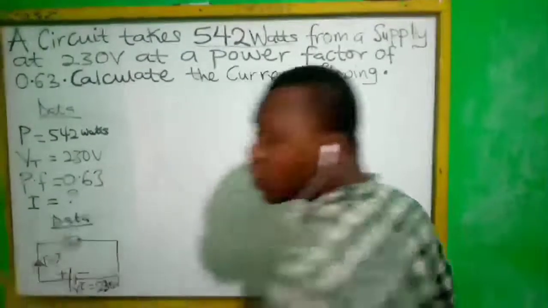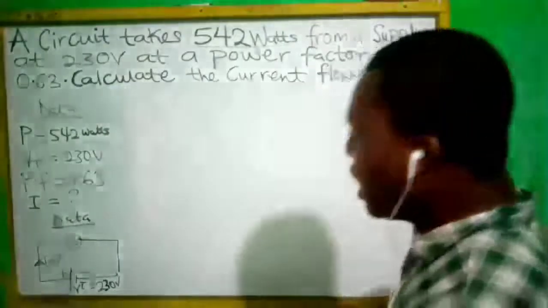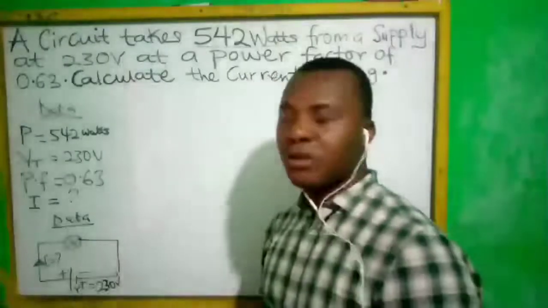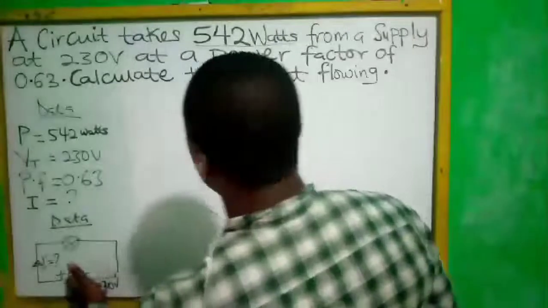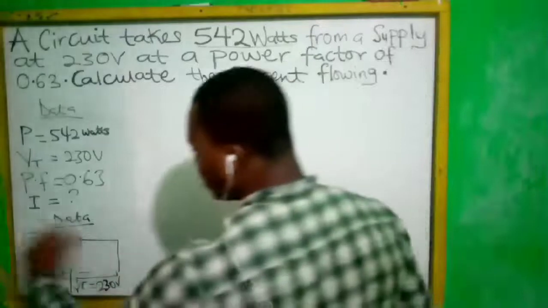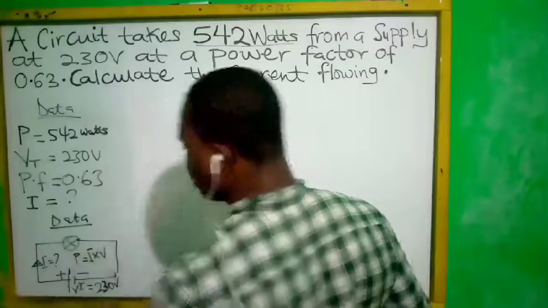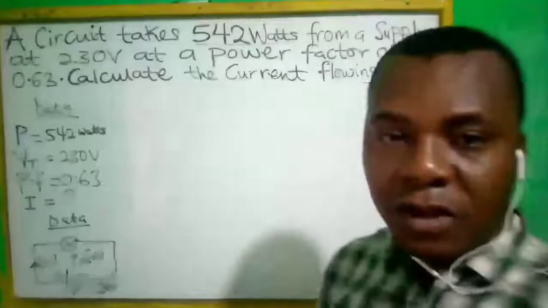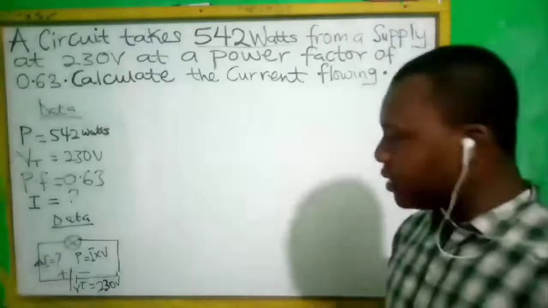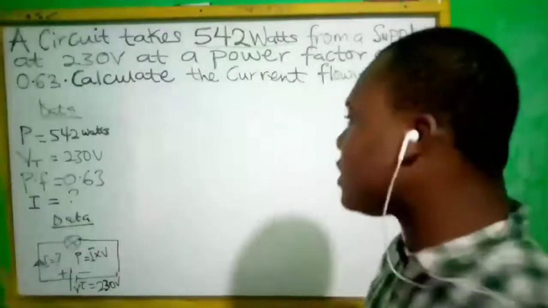Remember, this circuit is a cross path. If you look at it, it's a cross path question. And the question is telling us there is a power, and we know that current times voltage times the power factor will give us the power. So the power, which is equal to current times voltage times power factor, is given as 542 watts, and we know the power factor as 0.63. Right, so let's check how we can calculate the current.